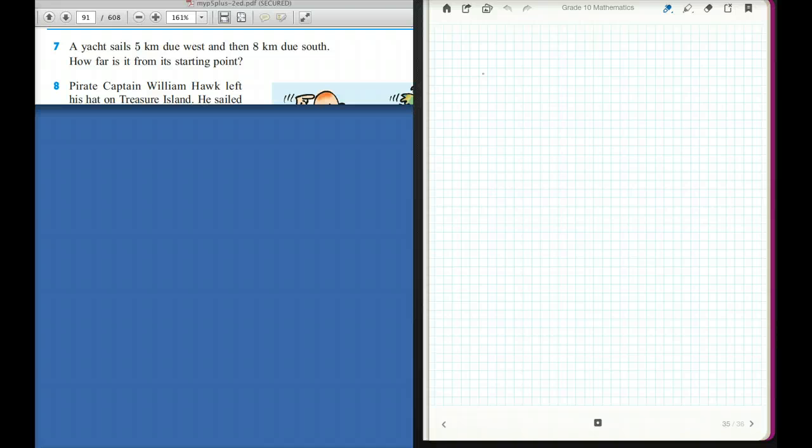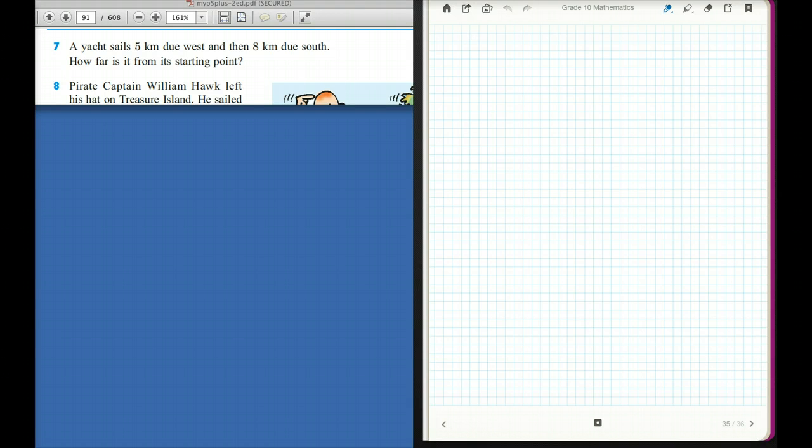Okay, let's try one more example before you try it on your own. This example comes from the exercise C.1, number 7. A yacht sails 5 kilometers due west and then 8 kilometers due south. How far is it from its starting point?